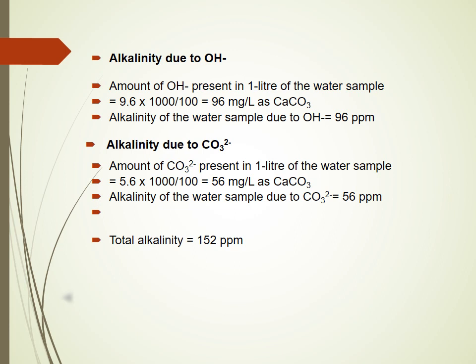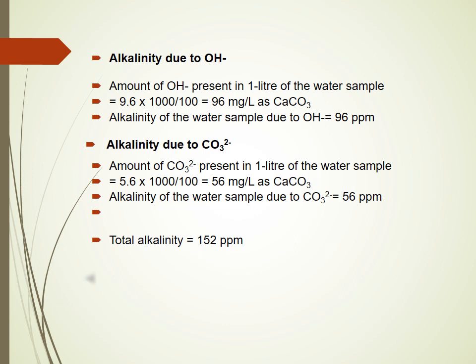Now similarly, in case of the alkalinity due to the CO3²⁻ ion, you know that the volume of N/50 acid for the CO3²⁻ ion, as we determined, is 5.6 ml, multiplied by 1000, divided by the volume of the water sample taken for the titration, which is 100 ml, and that's why the answer is 56 milligrams per liter. So the extent of the alkalinity in the water sample due to the CO3²⁻ ion, that is the carbonate, is 56 ppm.